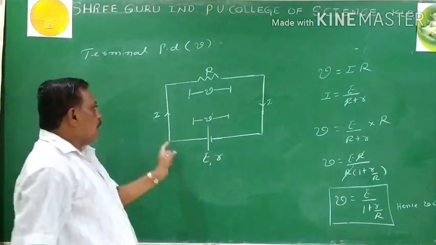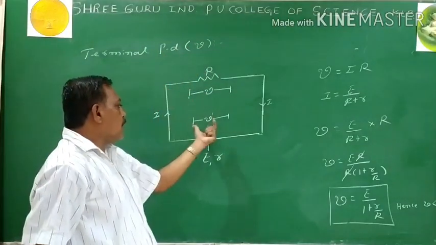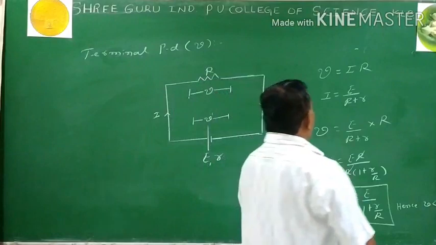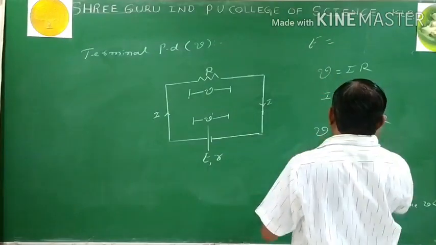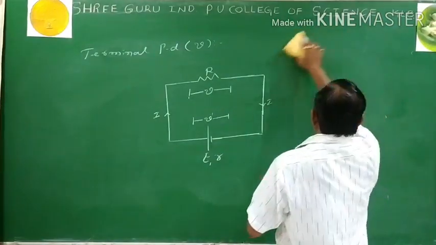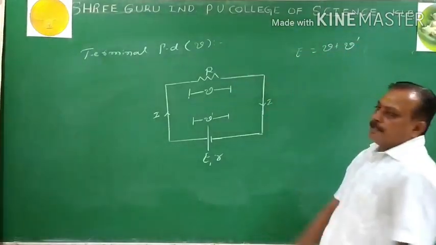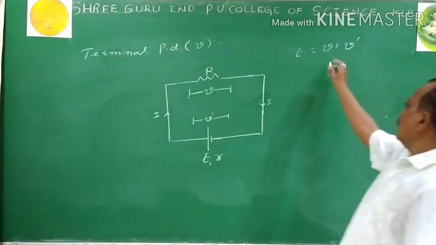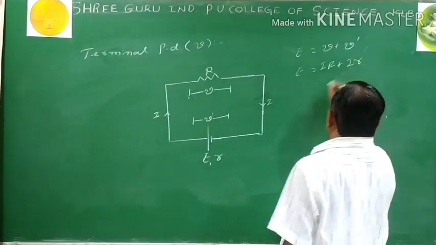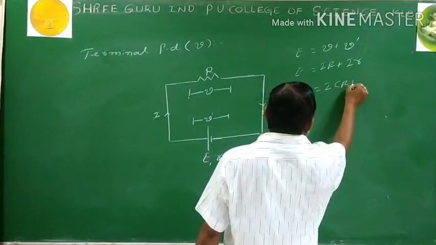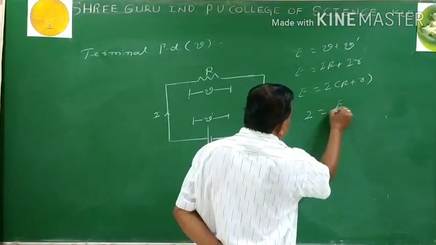So, when the current is flowing through the circuit, there is a potential difference existing across the external resistance and the internal resistance. According to Ohm's law, the total EMF E equals what? The sum of the potential difference across the external resistance and internal resistance. Then I substitute the values of V and V dash. V equals I into R, V dash equals I into small r. I take the common term I, R plus r. And I get the current in the circuit, I equals E divided by R plus r.